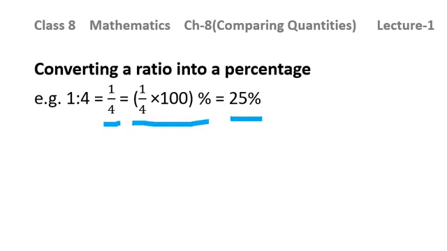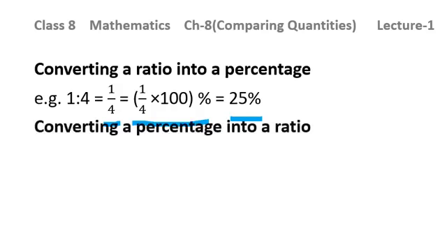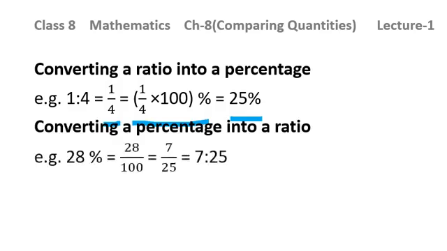Now let us see the opposite case, vice versa, converting a percentage into a ratio. Let us see the example. 28% is given to you, and you need to convert it into a ratio. If a percentage is given to you, the denominator will be 100. So it will be 28/100. Convert it into standard notation. After cancelling out, you will get 7/25, and then simply put the ratio sign in between 7 and 25. So this will be the answer. So 28% is equal to 7:25.